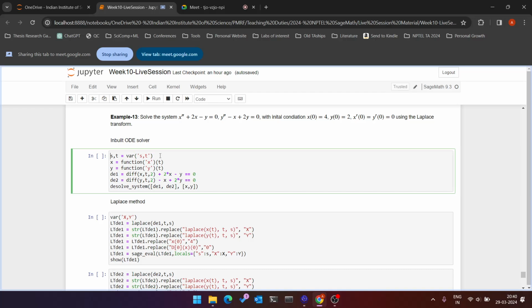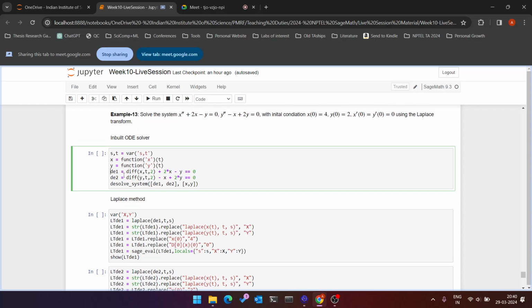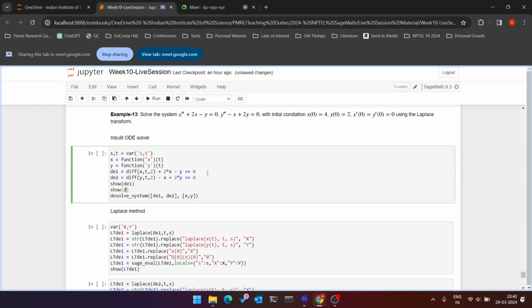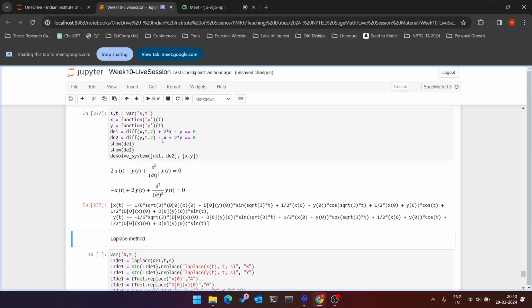To call the inbuilt ODE solver, which is the easiest method, first we specify my variables s and t. Next, I also specify my functions x and y as functions of t. I write my first differential equation dE1 as x double dash plus 2x minus y, and my second differential equation, I'll just add this second one. My second differential equation is y double dash minus x plus 2y. Then I'll solve this system using the system solver. This is how it looks.